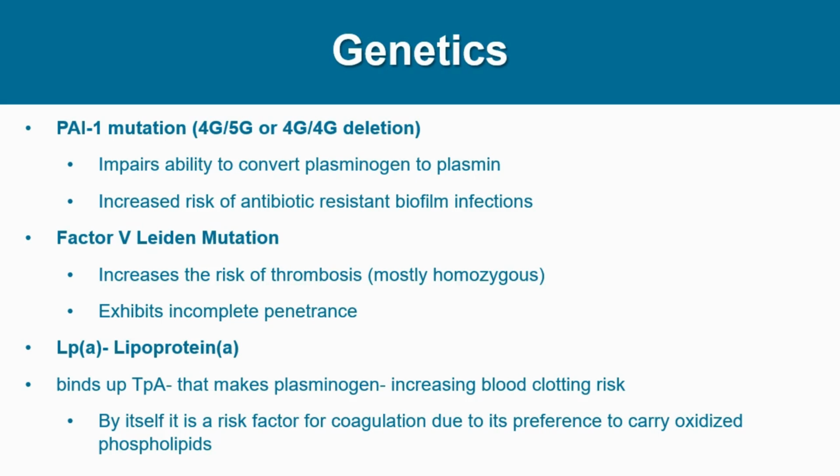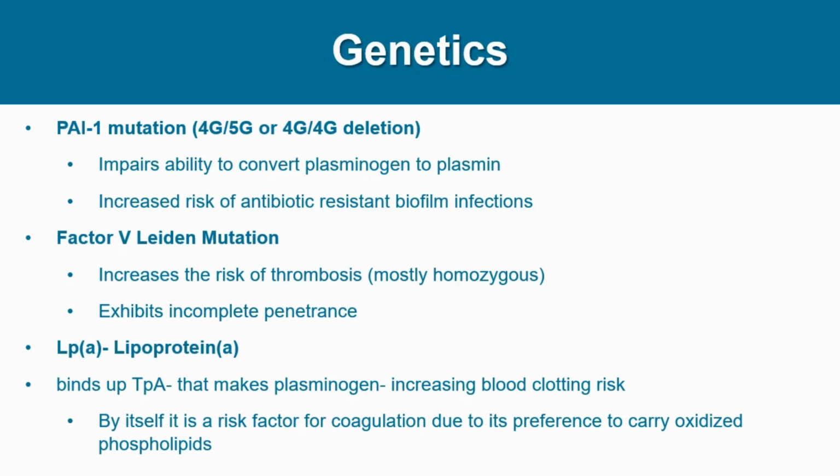This impairs the ability to convert plasminogen to plasmin and increases the risk of antibiotic-resistant biofilms and infections. Just one copy is enough to impair the ability to convert plasminogen to plasmin. So a lot of questions I ask is, do you have a family history of cardiovascular disease? Do you have a history of chronic infections, ear infections, sinus infections? And men generally have prostatitis, and this population does not respond well to antibiotics for chronic infections.